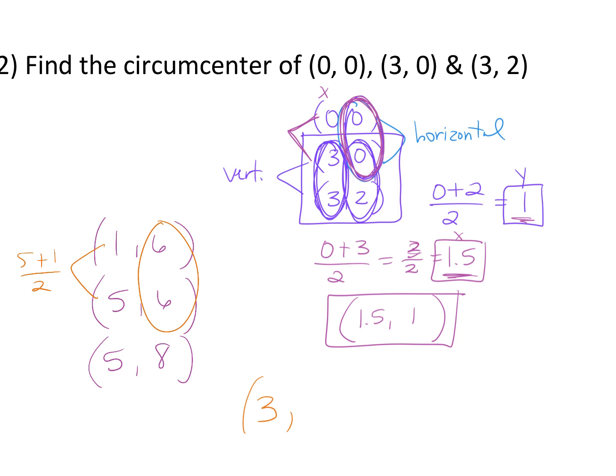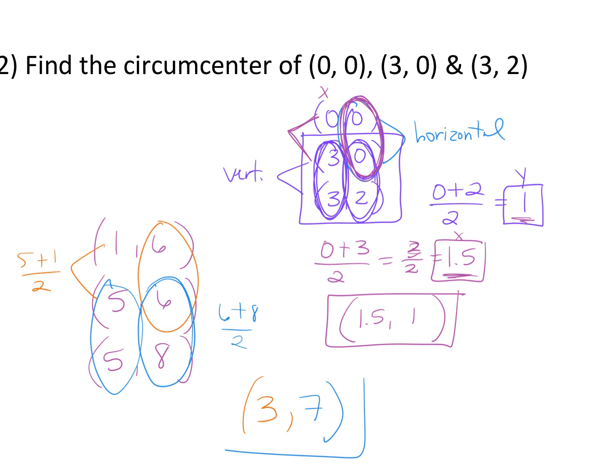So what are you going to use for your other point to find the midpoint? Yes, 6 plus 8, right? The 5 and 5 were the same. So we're going to take 6 plus 8 divided by 2, or 14 divided by 2 is 7. So when you find your circumcenter, it will be the point (3, 7).